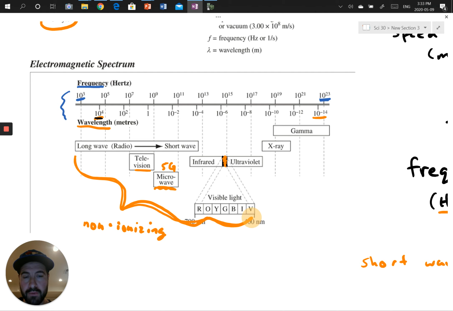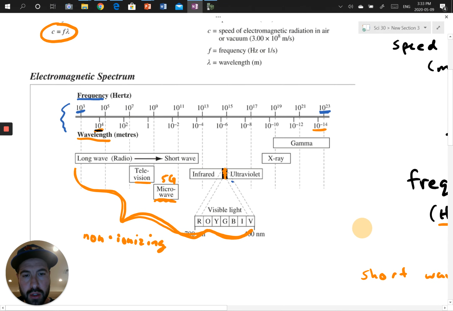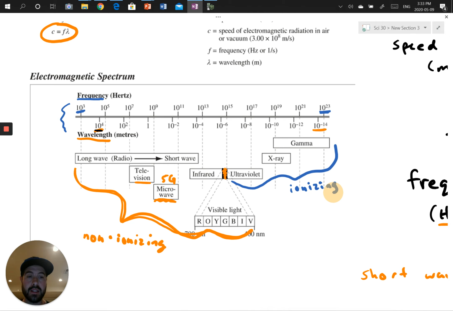Generally won't hurt you. But when you get to the other side, anything from ultraviolet and higher frequency is called ionizing, and these types can knock electrons around in your DNA, cause mutations, and can cause cancer. And so that's not good. We actually use gamma radiation for cancer treatment because it's so good at killing cells.